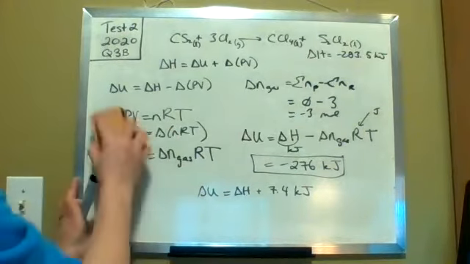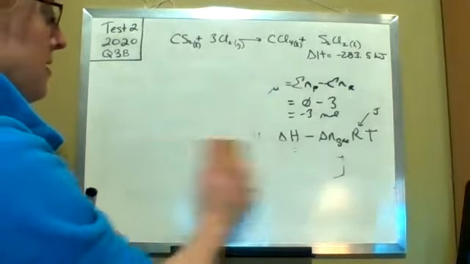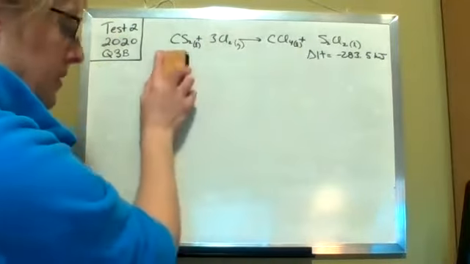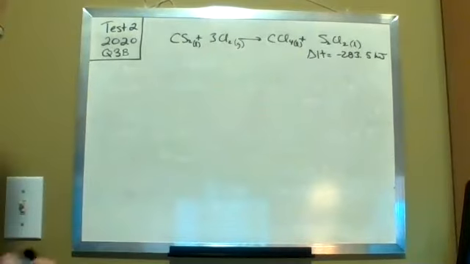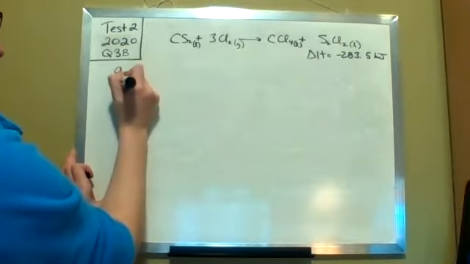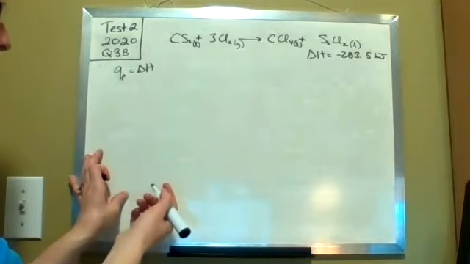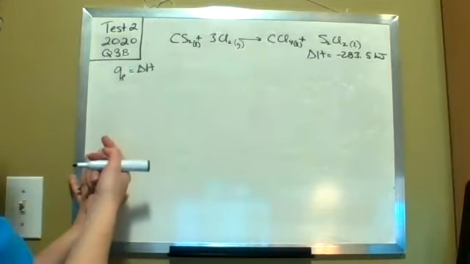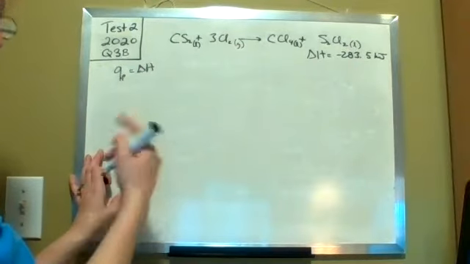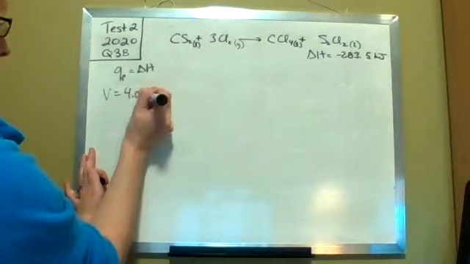Now, if we look at part C instead, I'm just going to erase most of this right here. In this case, it wants to know the amount of heat needed or released during the preparation of 4 liters. Because this is done at constant pressure, the heat at constant pressure is delta H. So we know delta H for the reaction as written, but we don't know it for 4 liters of CCl4. So you're given a volume of 4 liters.